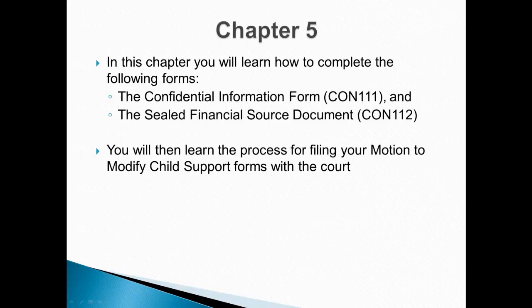Chapter 5. In this chapter, you will learn how to complete the final forms to file your motion to modify child support. These forms are the Confidential Information Form, CON 111, and the Sealed Financial Source Document, CON 112. After completing these forms, you will then learn how to file all of your forms with the court.